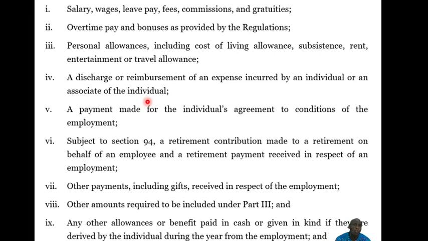Number 5, a payment made for the individual's agreement to any conditions of employment. You know, there are a lot of fringe benefits depending upon the conditions in your employment contract. All those things must be added to your income and tax.